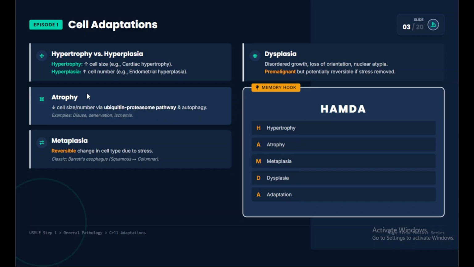Now there is another mechanism called autophagy, and autophagy simply means that the cell digests its own organelles to survive. That's how autophagy works, right? In autophagy there is something called autolysosome formation, and that leads to the cellular destruction.